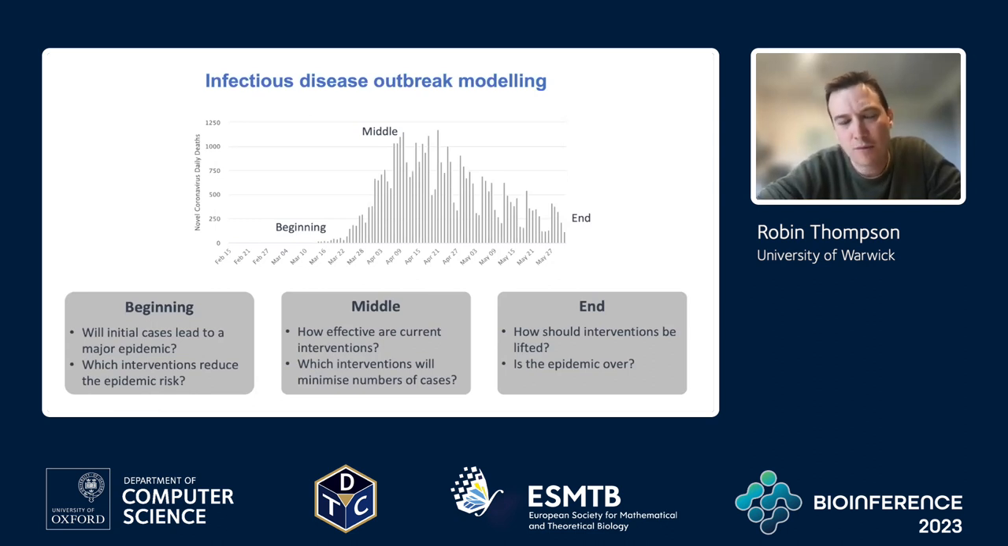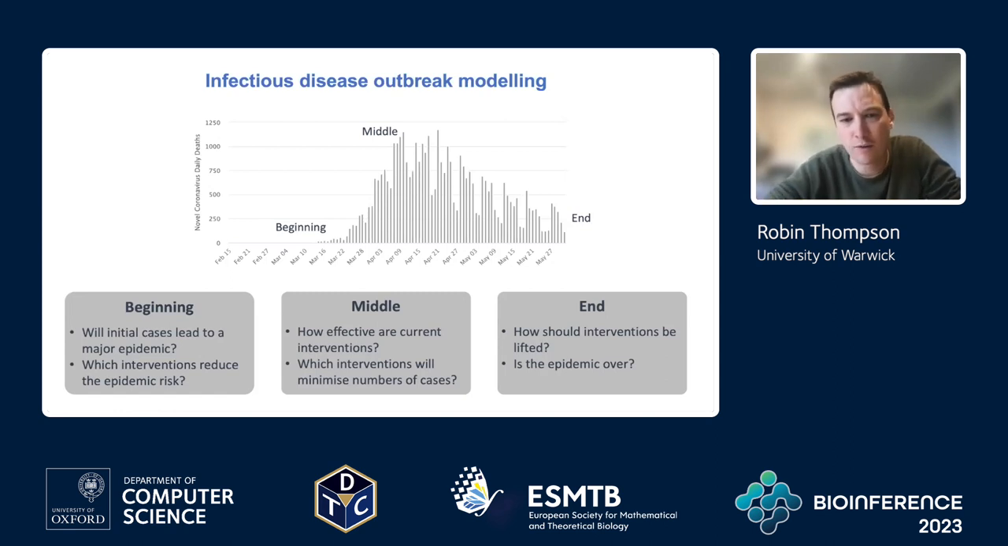So early on in an outbreak, we're interested in questions like, are initial cases of disease, the first cases arriving in a population, going to lead on to a major epidemic with large numbers of cases, or are they going to fade out as a minor outbreak, so you only end up having a very small number of cases? And then related to that, we're interested in which interventions can be put in place in order to reduce the risk of getting a large epidemic.